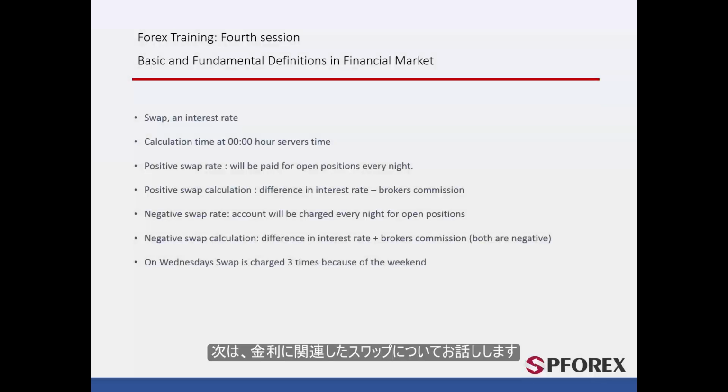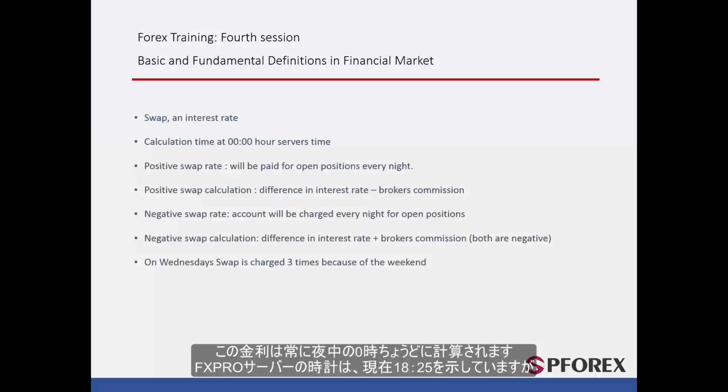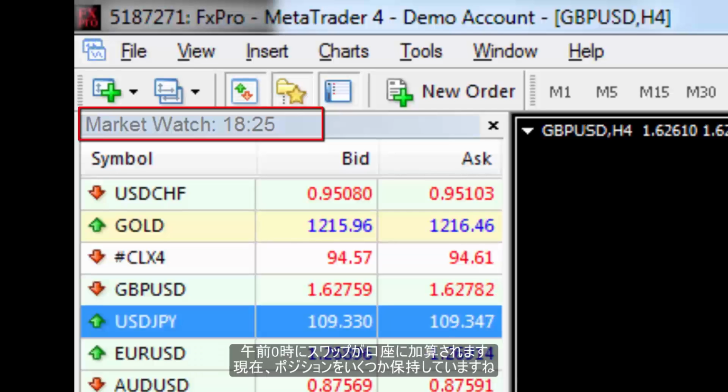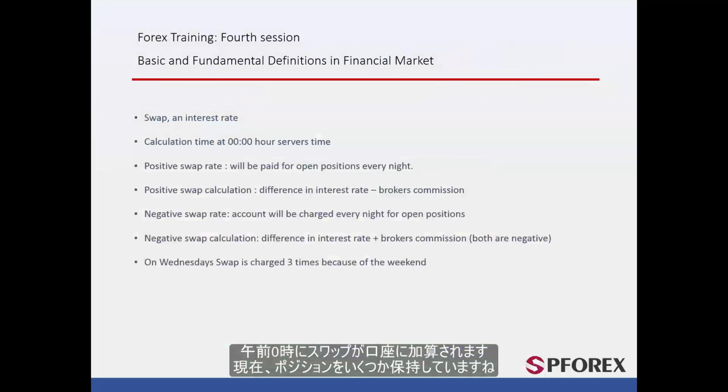Swap. Next is swap, which is related to the interest rates. This interest rate is always calculated exactly at midnight. As you can see, the FXPro server time is 18:25 now, and at midnight the swaps will be added to the account. At the moment we have some positions.